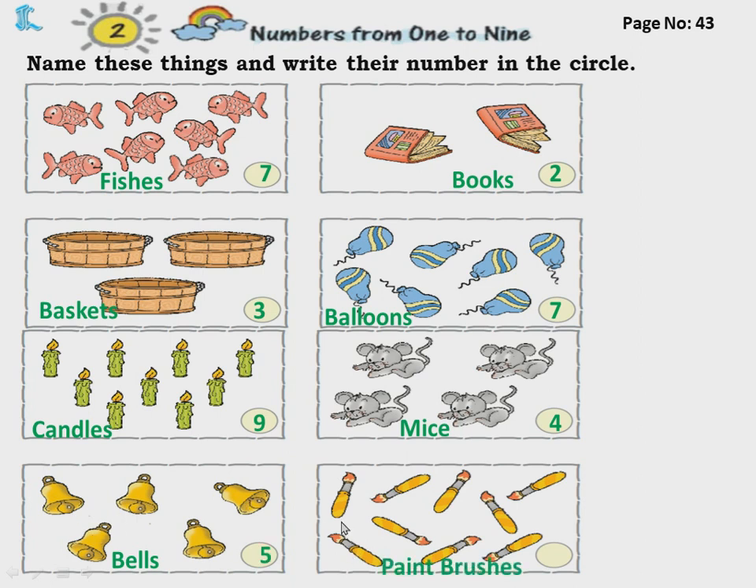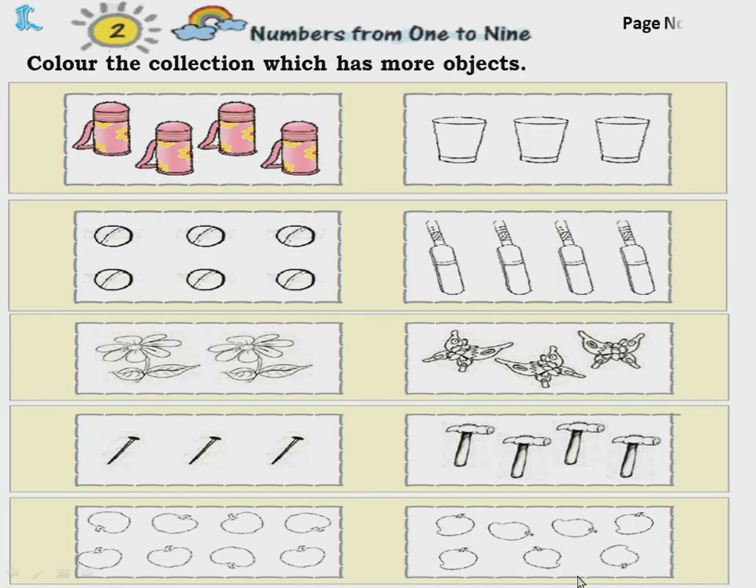Next, what is this? Paint brushes. P-A-I-N-T. Paint. B-R-U-S-H-E-S. Brushes. Count 1, 2, 3, 4, 5, 6, 7, 8, 9. How many are there? 9. Okay, shall we move to the next one?